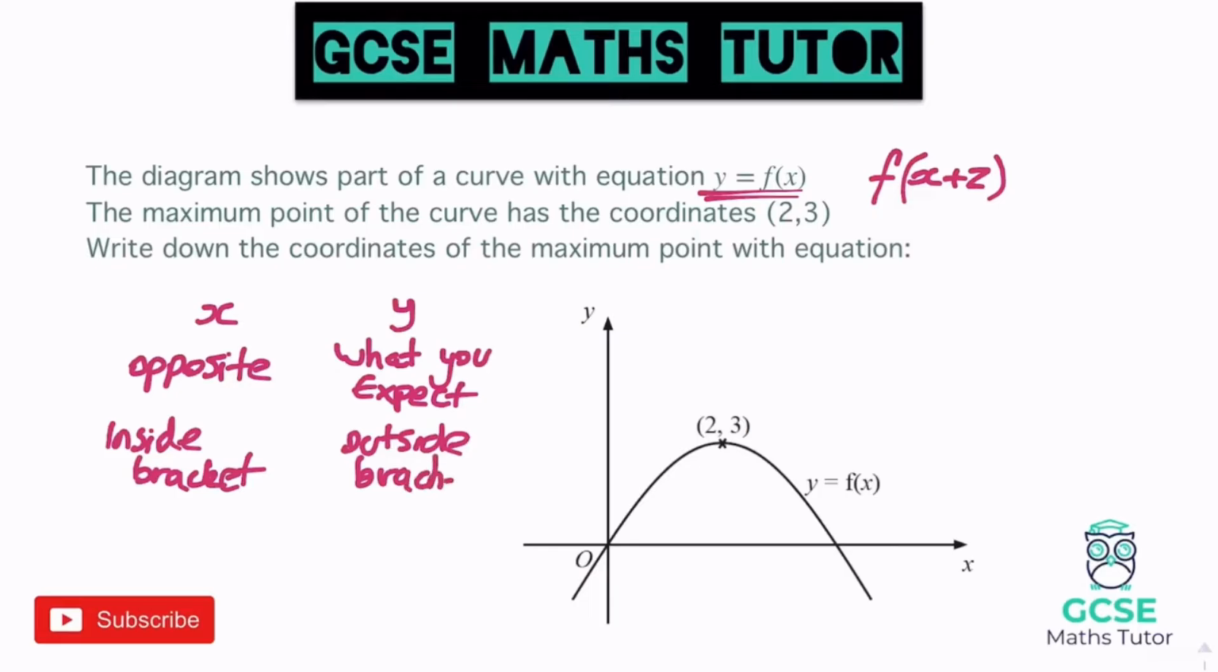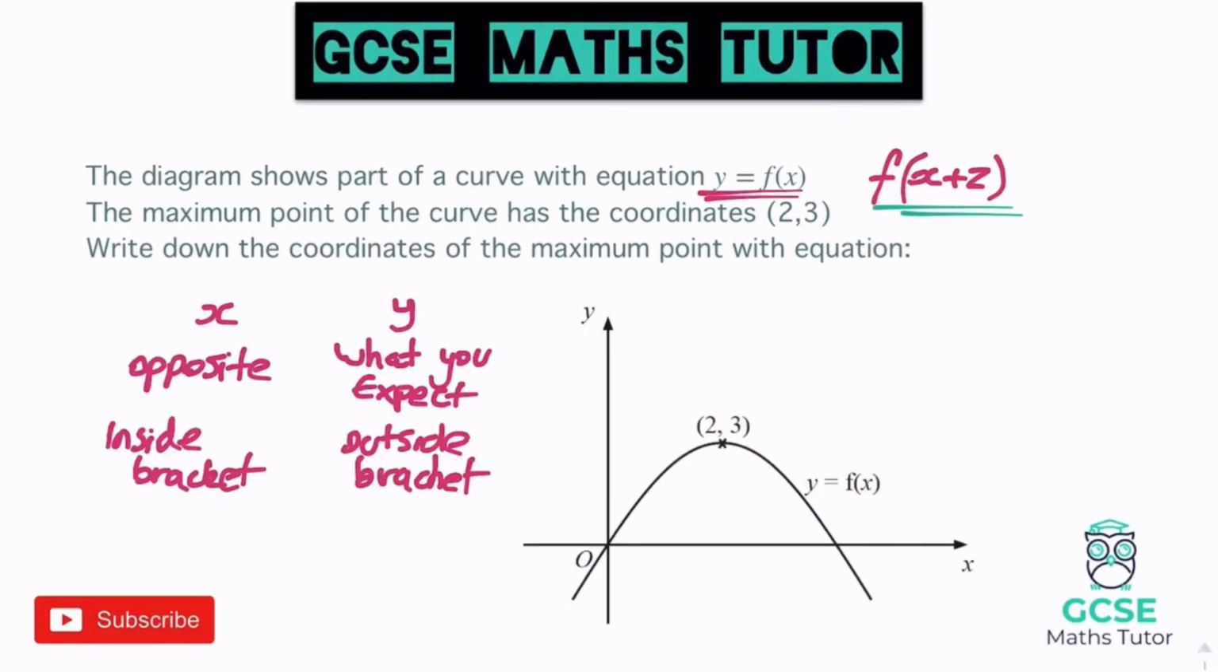There we go. So if we can remember this little set of instructions here, it's going to help us to answer pretty much all the questions on this. So if it's next to the x inside the bracket, it does the opposite. And if it's outside the bracket, it affects the y and does what you expect. So something like this up here, which I've drawn already, f of x plus 2. Plus 2 there is inside the bracket. So it affects the x coordinate, and it does the opposite of what we'd expect. So rather than adding 2 to the x coordinate, it subtracts 2 from the x coordinate.